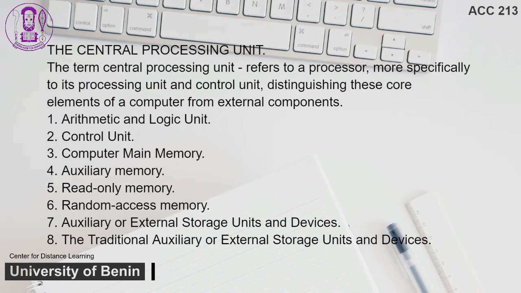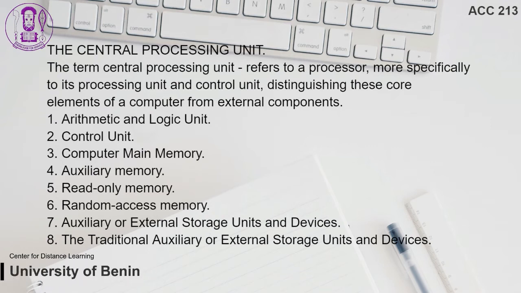The central processing unit. The term central processing unit refers to a processor, more specifically to its processing unit and control unit, distinguishing these core elements of a computer from external components. 1. Arithmetic and logic unit. 2. Control unit. 3. Computer main memory. 4. Auxiliary memory. 5. Read-only memory. 6. Random access memory. 7. Auxiliary or external storage units and devices. 8. The traditional auxiliary or external storage units and devices.